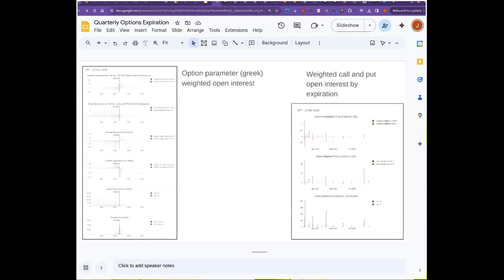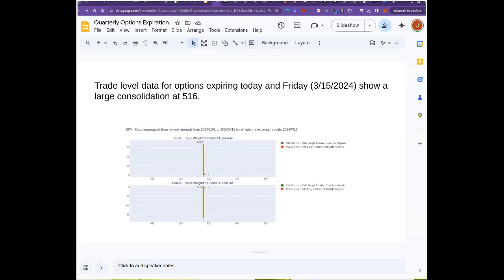And this is the same view that I showed with NVIDIA, with SPY. It's basically showing all the different strike prices. And this is looking at trade level information. There's a high concentration of recent trading right at that level.